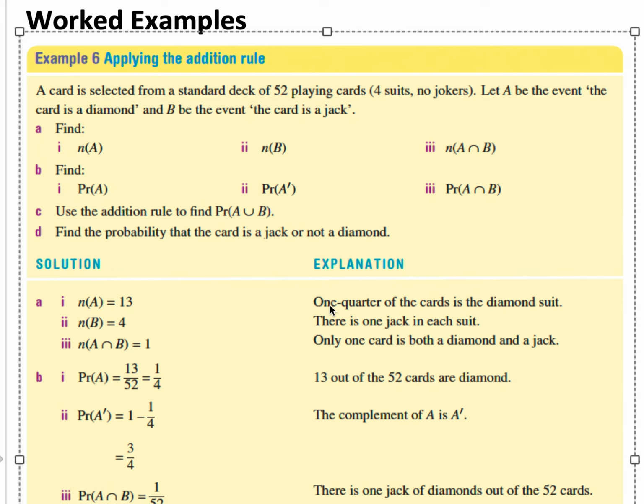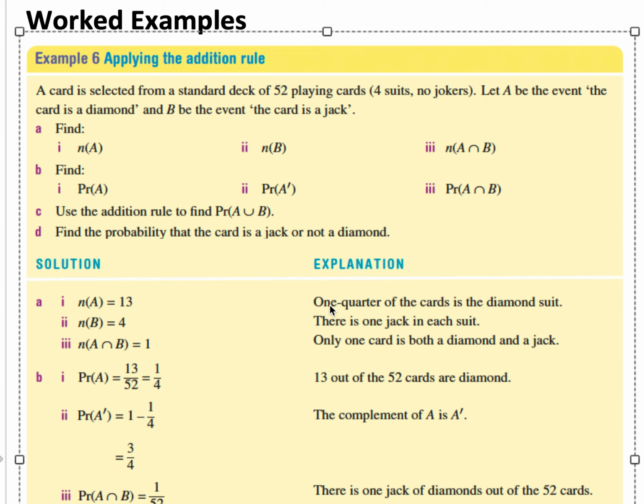Our situation is a card is selected from a standard deck of 52 playing cards, so four suits, we've got no jokers. We're going to let A be the event of the card is a diamond and B be the event that the card is the jack.